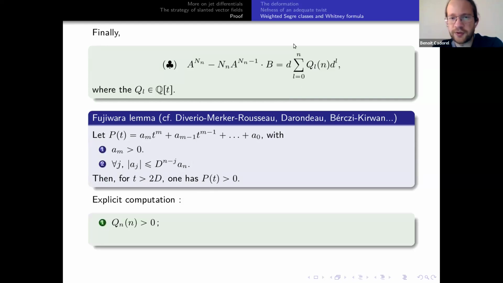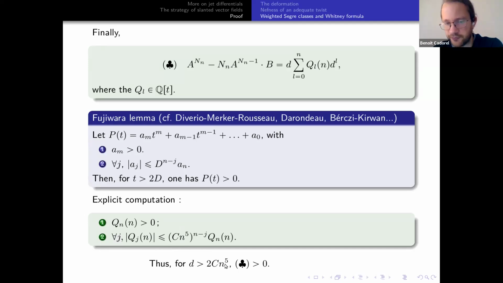In the polynomial that you obtained using these Segre classes, you can compute explicitly what the leading term is. This is this q_{l,n} here. I claim that it is positive. This part is very easy to prove. You can also prove that the coefficients are bounded by the first one, with less than geometric growth, with ratio given by a constant times n to the power 5. So if you do that, you prove that for d larger than some constant times n to the power 5, this is positive.